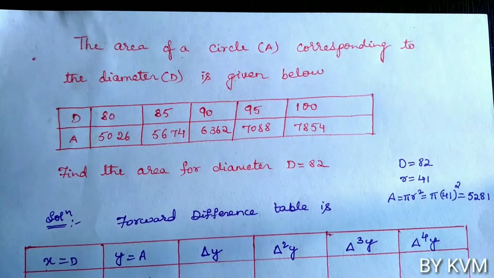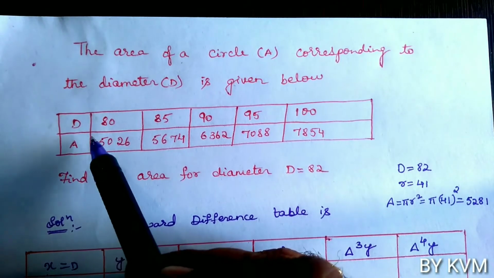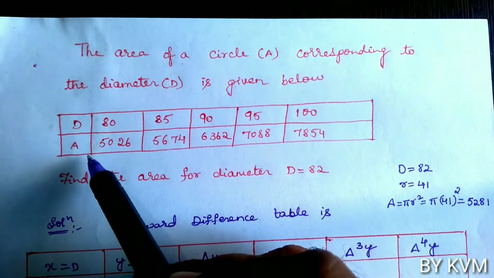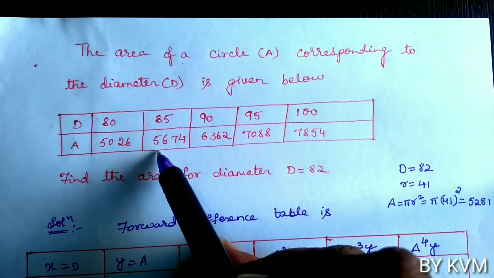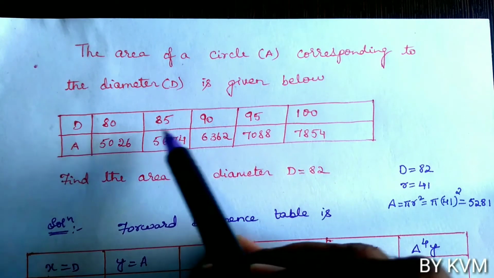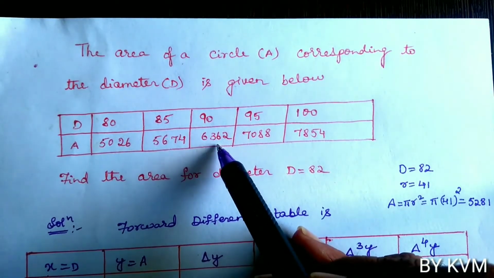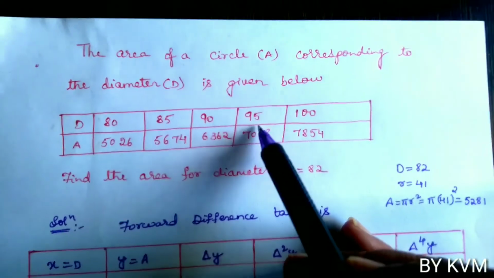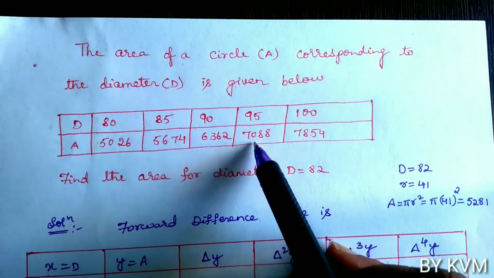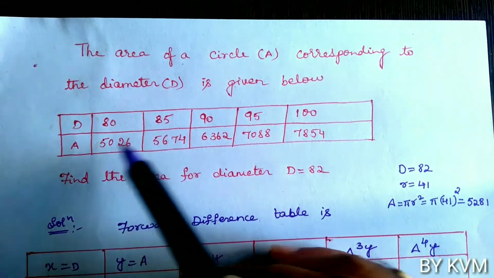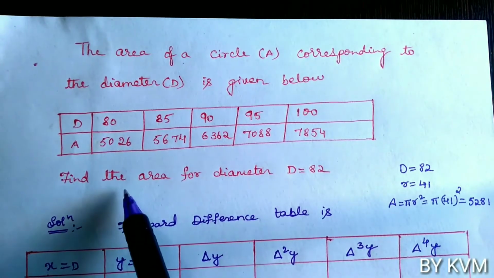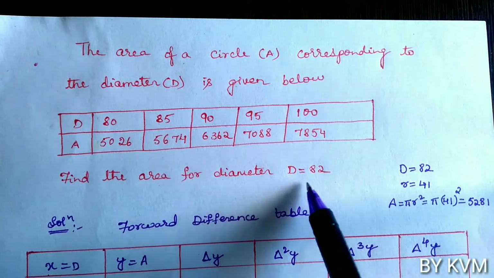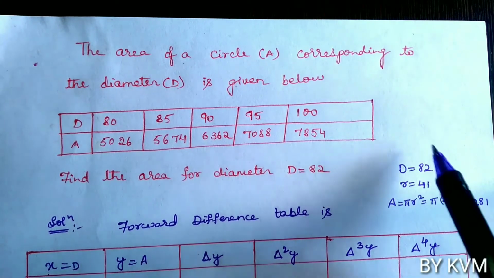The area of a circle A corresponding to the diameter d is given below. When diameter is 80, area is 5026. When diameter is 85, area is 5674. When diameter is 90, area is 6362. When diameter is 95, area is 7088. When diameter is 100, area is 7854. Now find the area for diameter d equals 82.